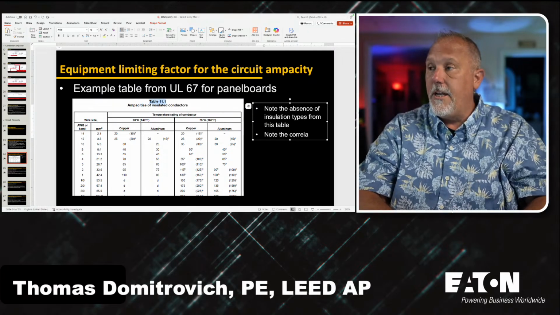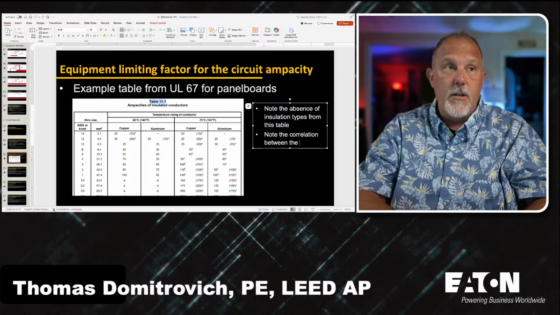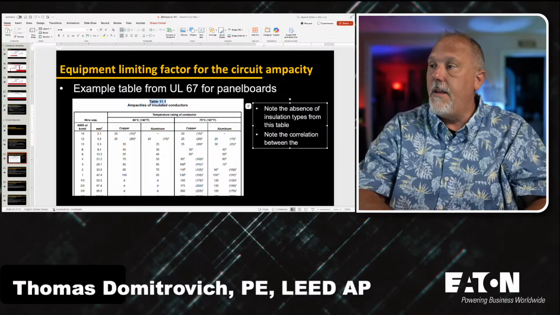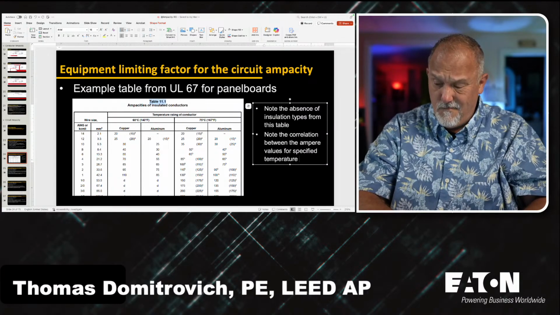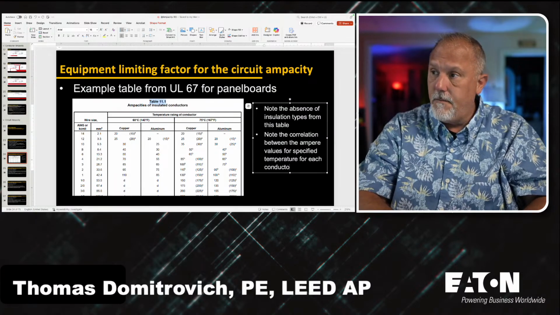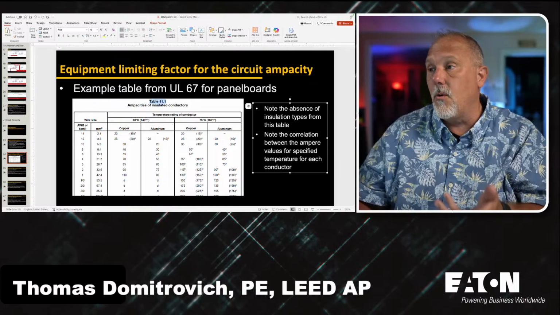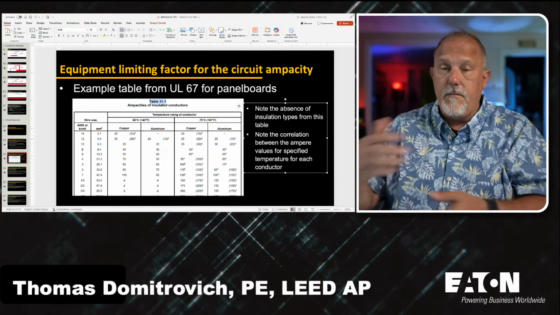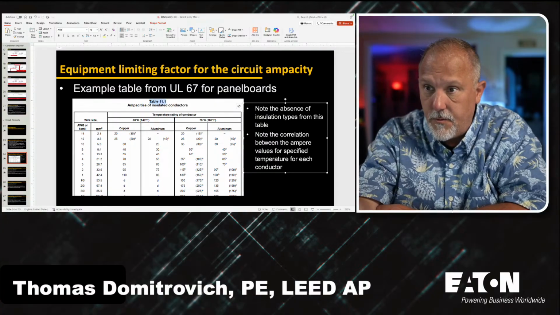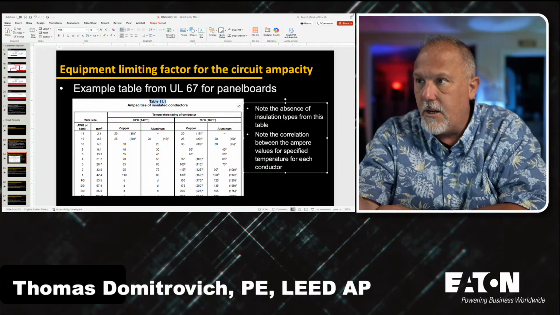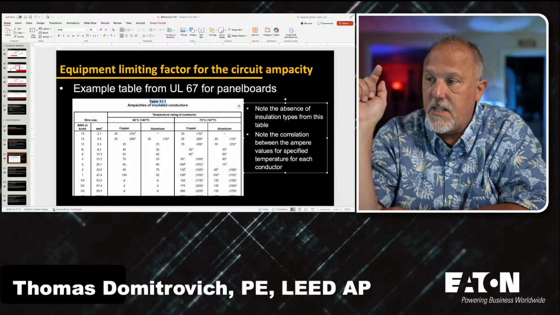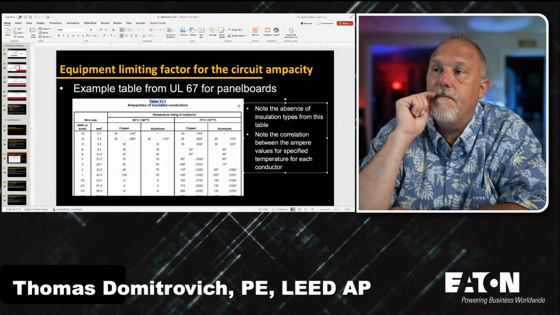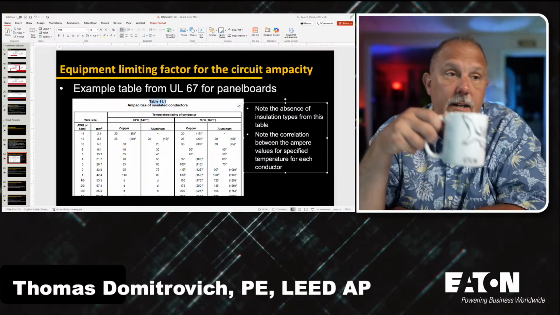Note the correlation between the temperature and the ampere values for specified temperature for each conductor. Right? So when I say correlation, I'm saying they correlate with each other. They are equal. So if I go to a 1/0 conductor and go to the 75°C column, I'm going to see 150 amps for copper. I'm going to see 120 amps for aluminum. There's no copper-clad aluminum.